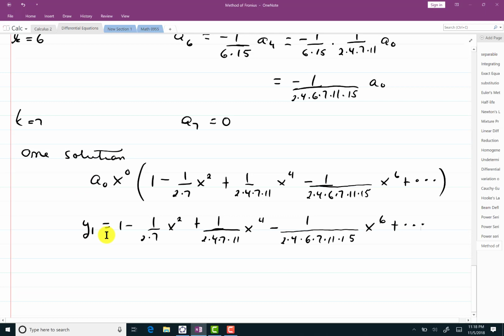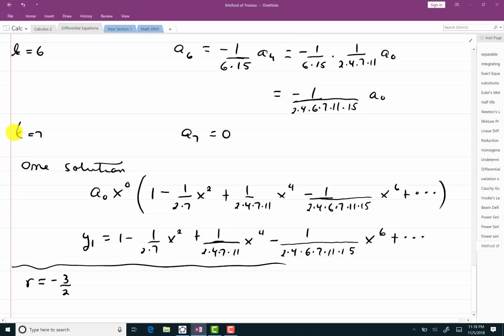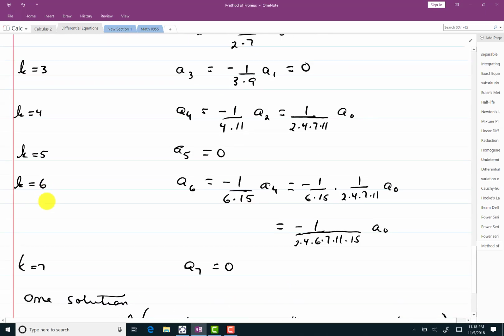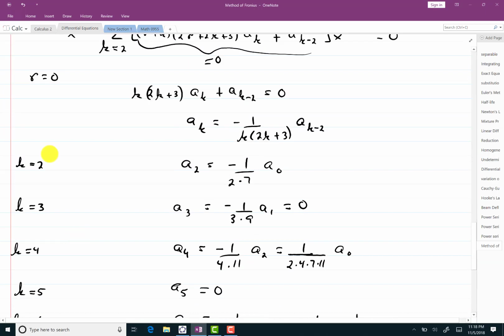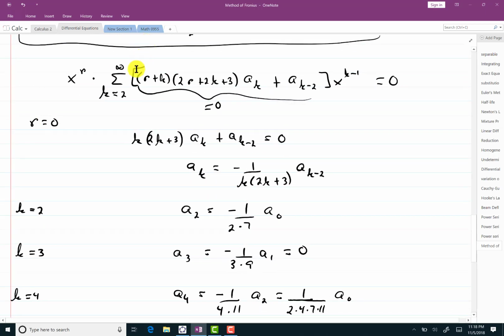Now, there was one solution. Let me go ahead and demark. Now, another answer that we had was that r equals negative 3 halves. We had 0 and negative 3 halves as the roots of our initial equation. So here we are going to have different numbers. Instead of these, r equals 0 made this a lot easier. But now when r equals negative 3 halves, this is going to be a little bit of a different story.